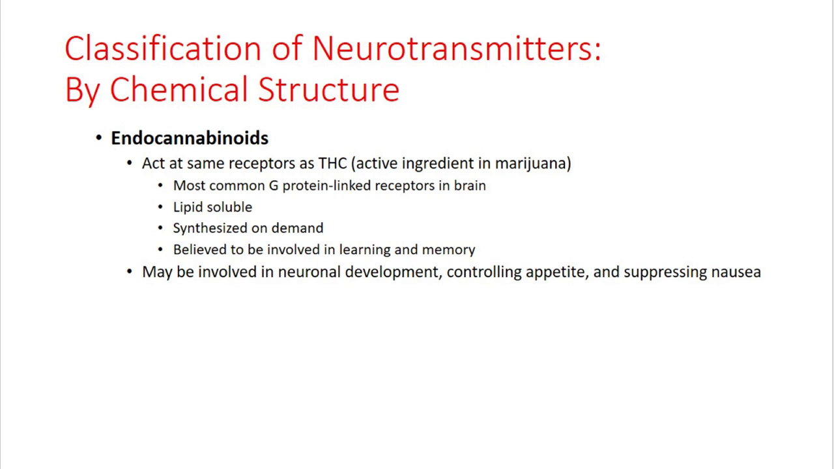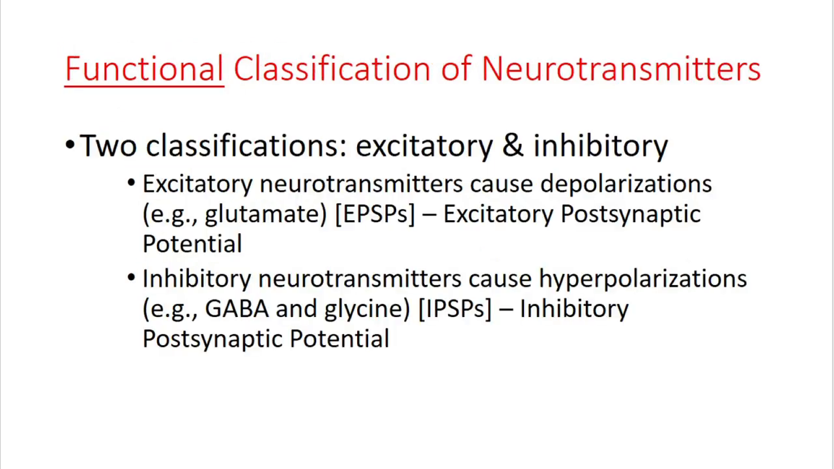And then last but not least, at least chemically, we're going to look at the endocannabinoids, which act on the same receptors as THC, which is the active ingredient in marijuana. They also are going to be common in G protein linked receptors of the brain, and they're also lipid soluble, so they're kind of similar to the gasotransmitters. They are also synthesized on demand, but they are believed to be involved in learning and memory, but we do know they also may be involved in neuronal development, controlling appetite, and also suppressing nausea.